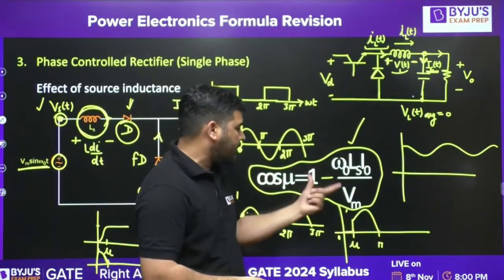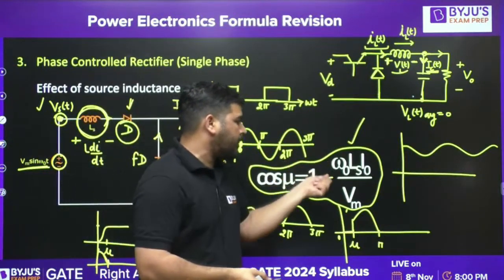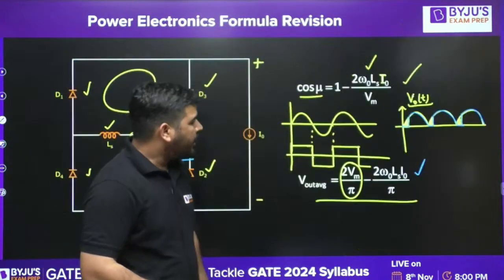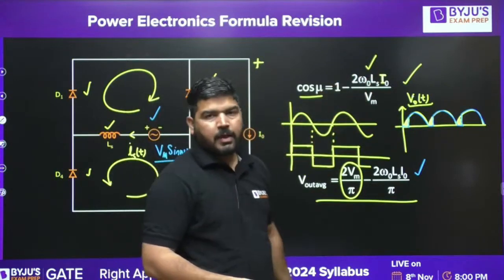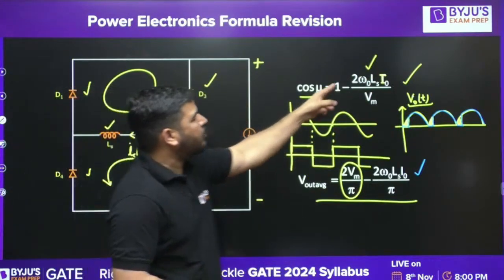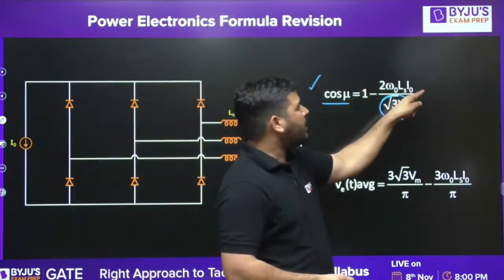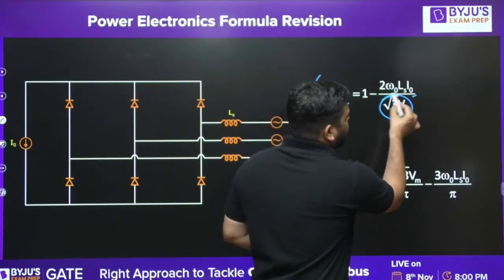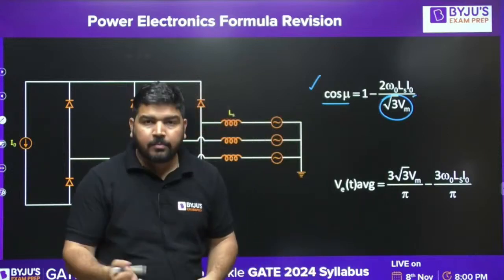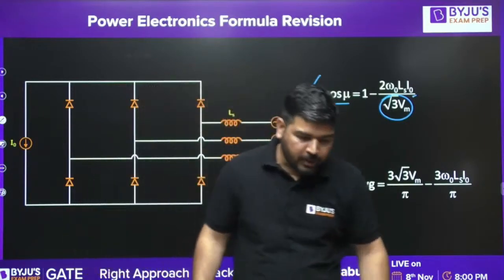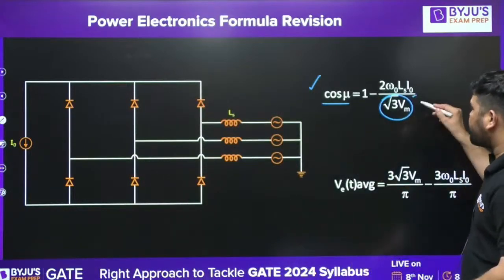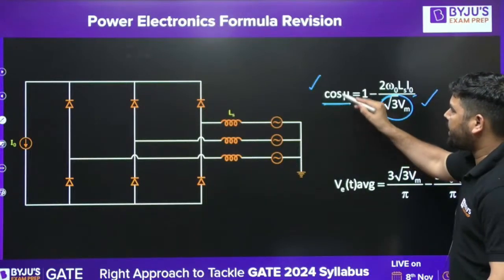Cos mu is 1 minus... in the single diode case, there was only one. Now we have 2. In the bridge rectifier, we have 2 omega naught Ls I naught by Vm. But now we have 2 omega naught Ls I naught by VL in place of Vm, because in 3-phase we have line voltage. That's why root 3 Vm is used. This way you can remember this formula.